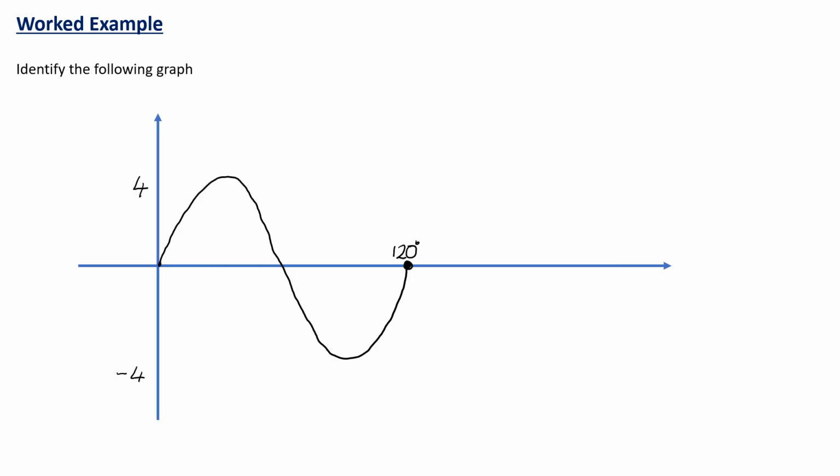Okay. Sometimes there can be like a little twist. If we have a look and we want to identify this graph here, well, we can see that it goes up to 4 and down to -4, so that's going to be 4. It's clearly a sine graph. But then we need to ask ourselves the question, what value should go here? Because this value tells us how many revolutions there are in 360.